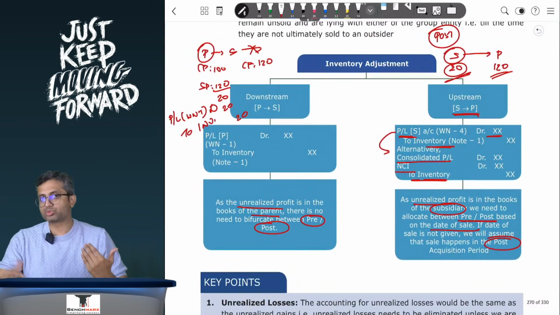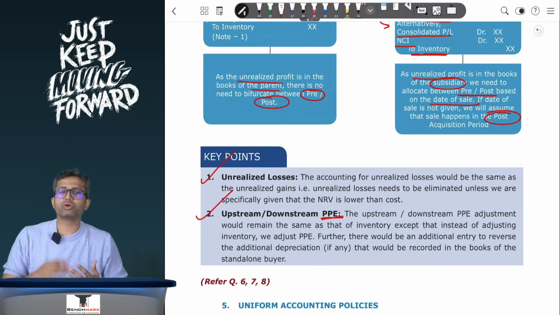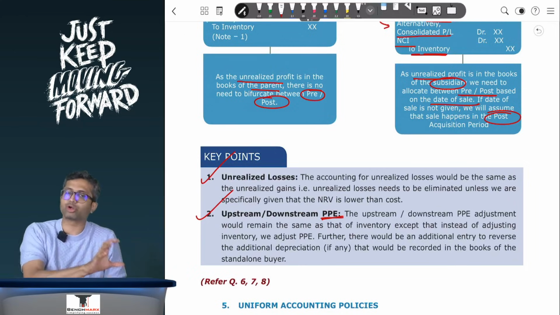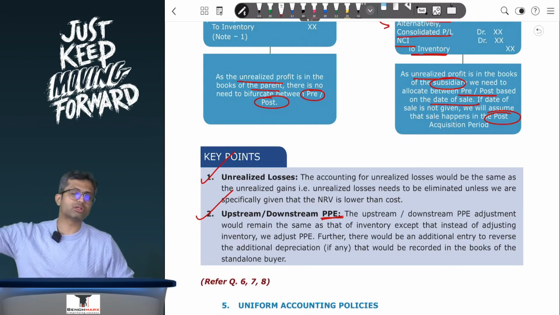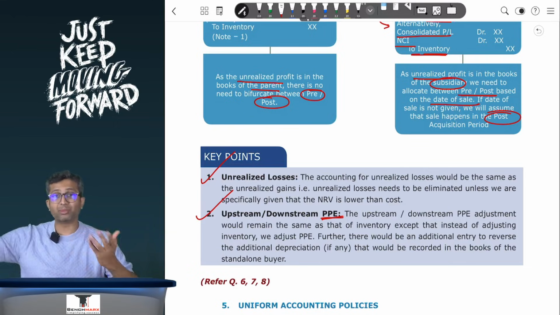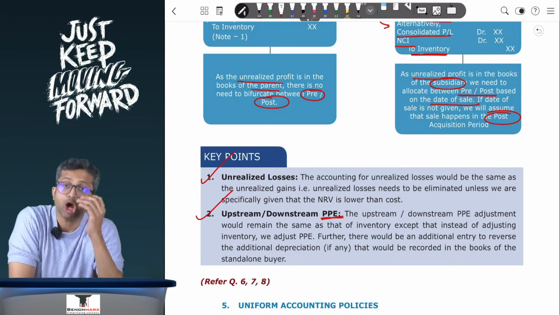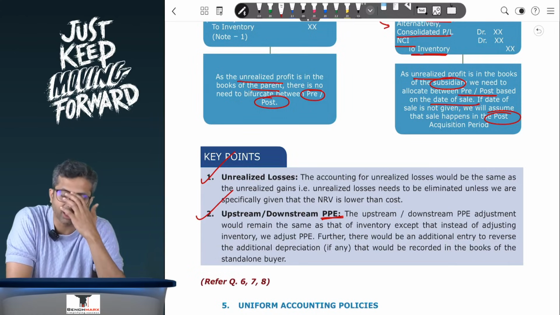Also, the upstream or downstream can happen in case of P.P.E. Like there is a machinery of 100 that you sell at 120. So the parent has recorded a 20 rupee profit, and the subsidiary has recorded the machinery at 120. You will have to remove this 20 rupees of unrealized profit, but at the same time, the subsidiary might have depreciated this machinery at 120. Let's say the life is 10 years. So 120 divided by 10, 12 rupees would have been the depreciation charged by the subsidiary in its SFS. Though for the group as a whole, the machinery is not worth 120, it is only worth 100, and hence the additional depreciation, if any, also needs to be reversed.